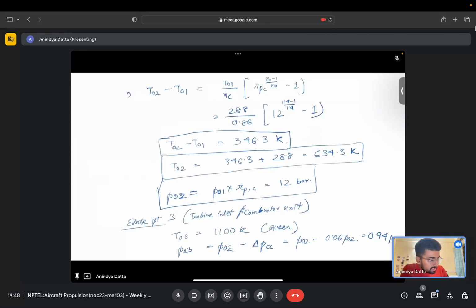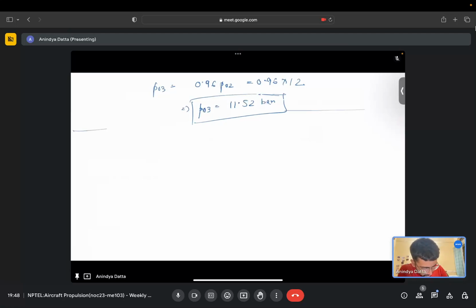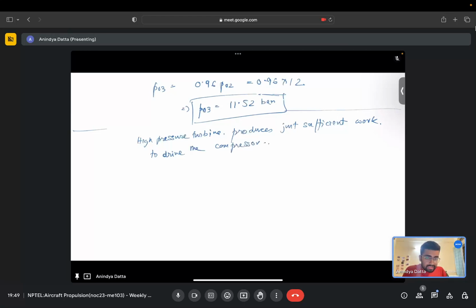So what we need to do here is, let me write that: the high pressure turbine produces just sufficient work to drive the compressor.